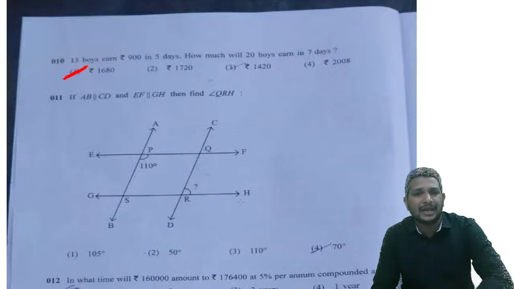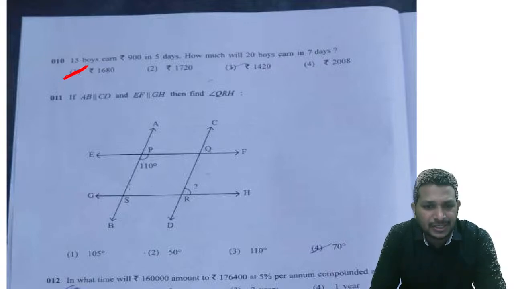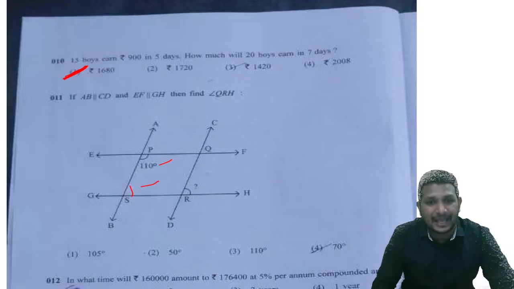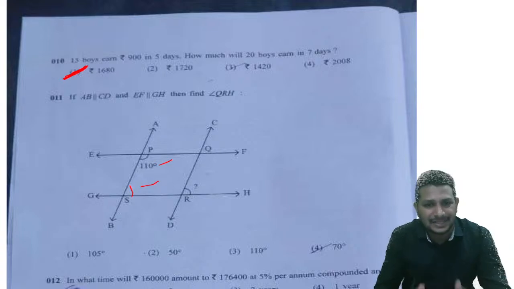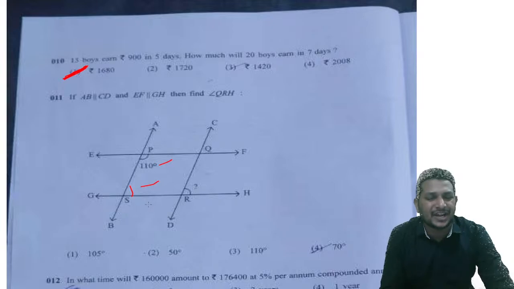Next, if you look at question number 11, this is related to lines and angles, right? As the lines are parallel, they mentioned it clearly in the question itself: AB parallel to CD and EF parallel to GH. In parallel lines, the concept is here, it's a transversal, right? This is 110, which means this will be 70, because if you look at this straight line, the transversal cutting the two parallel lines, 110 plus this angle should be equal to 180. So this becomes 70 degrees, right?